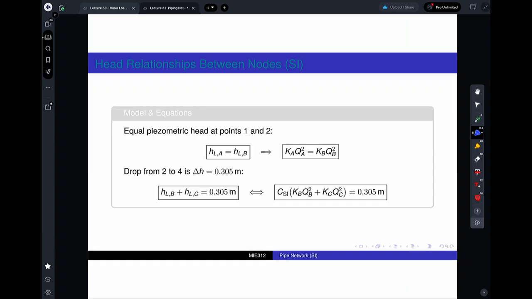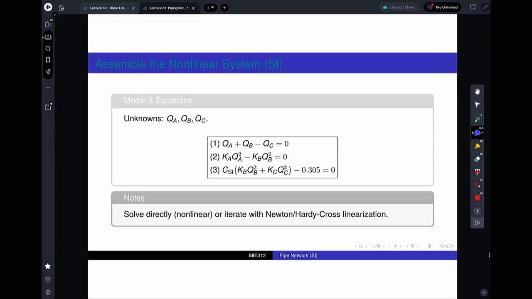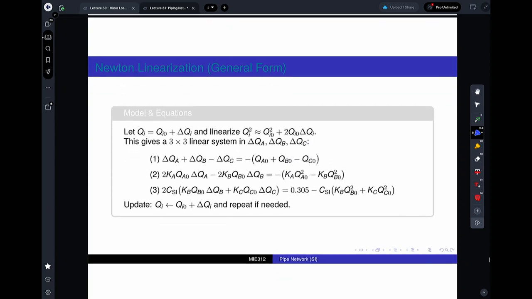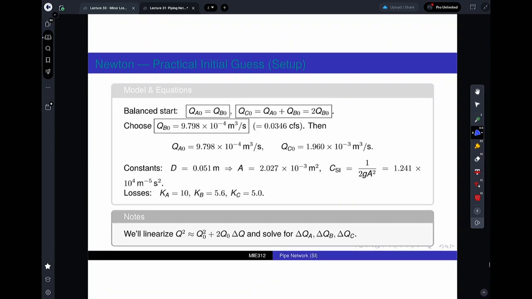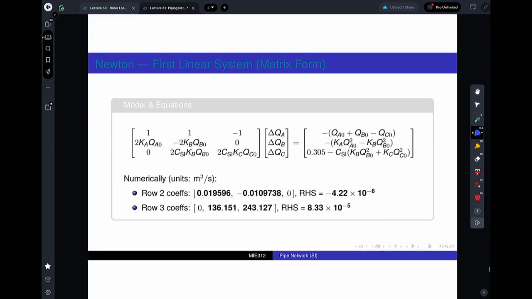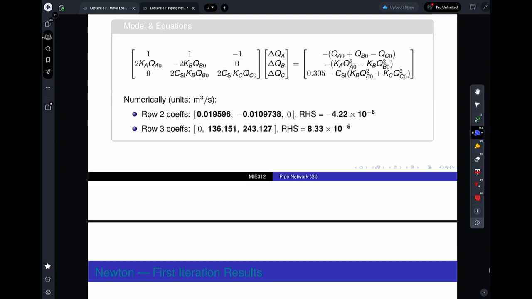Equal piezometer heights at points 1 and 2, and Ka Qa squared equals Kb Qb squared. Drop from 2 to 4 is 3.305 meters, and you put CSI and you satisfy everything and calculate what the total head loss is in the system. So you have 3 equations and 3 unknowns. You can solve through for everything and iterate, iterate, and iterate, linearize. Okay, anyways, this is more complex than I wanted to write it out, but it's useful to show you.